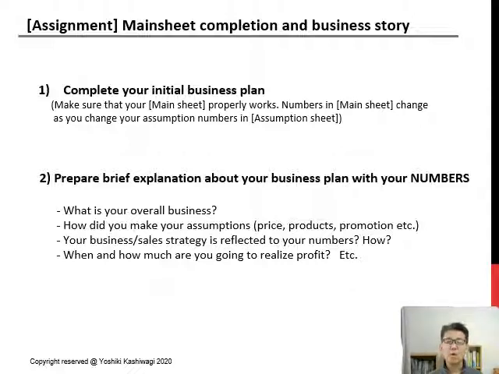And ultimately, when and how much you get as a profit. So I want to see that your business will work from the financial viewpoint. You do not have to make a clear, beautiful presentation, but I want you to briefly make your explanation about your business plan with numbers. Okay, let's do some exercise.